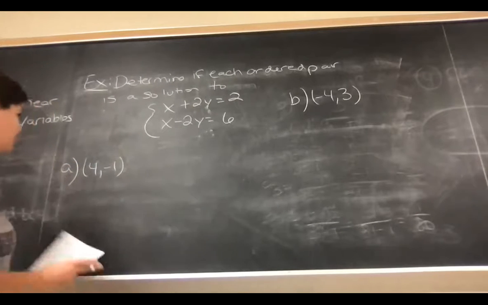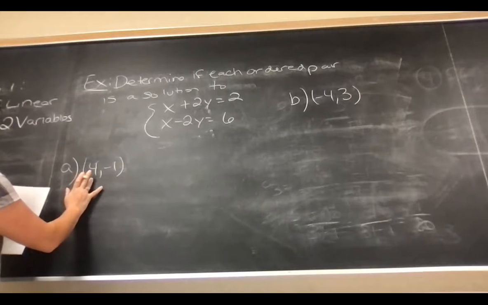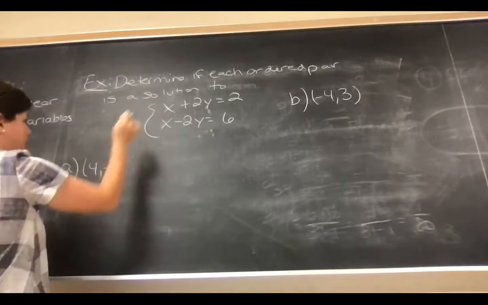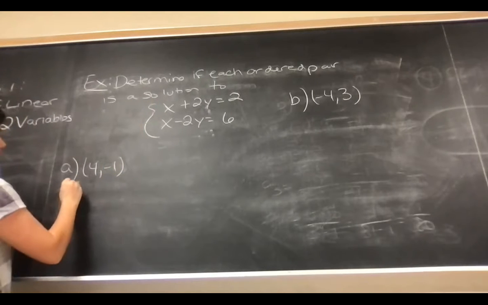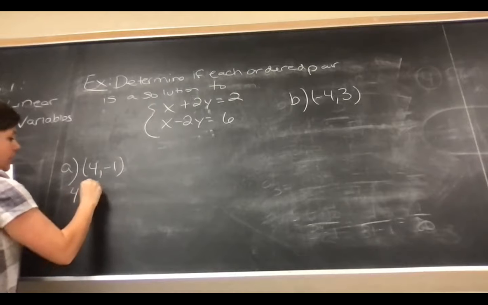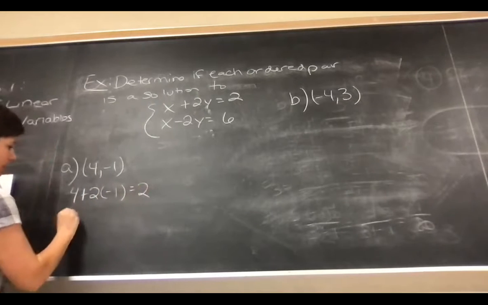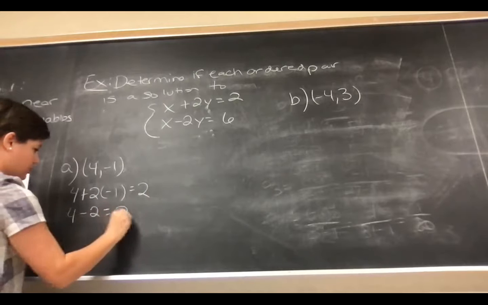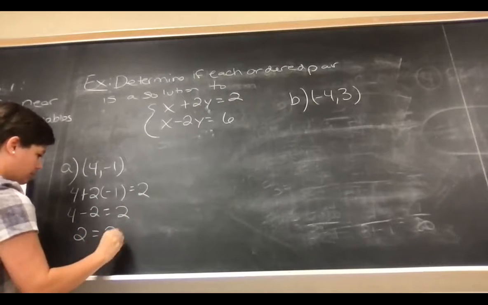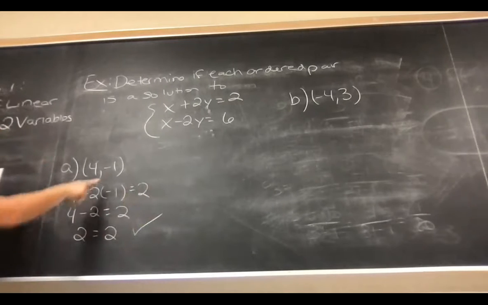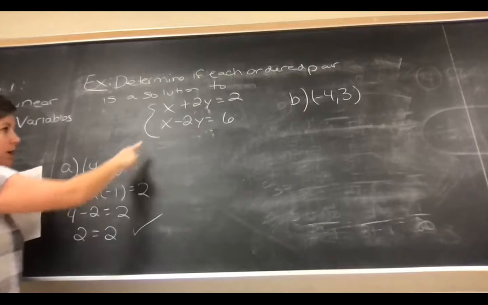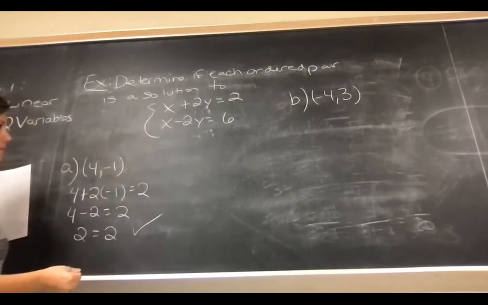So for this first one, we have the ordered pair of 4, -1. So I'm going to plug that into my top equation. Everywhere there's an x, I'm going to put a 4. Everywhere there's a y, I'm going to put a -1. So I get 4 minus 2 equals 2, and I get 2 equals 2. That's good. That means that ordered pair was a solution to the top equation.